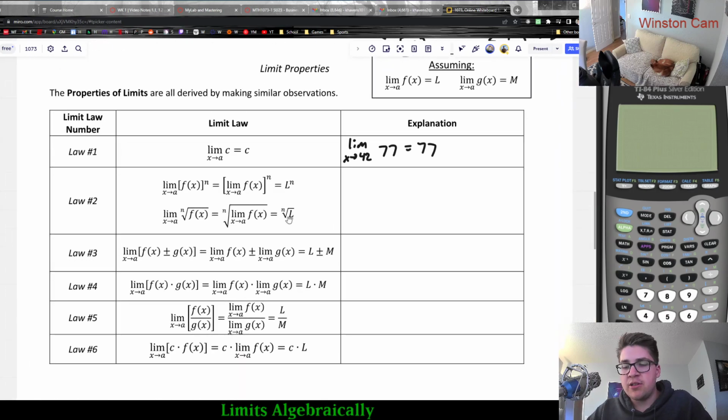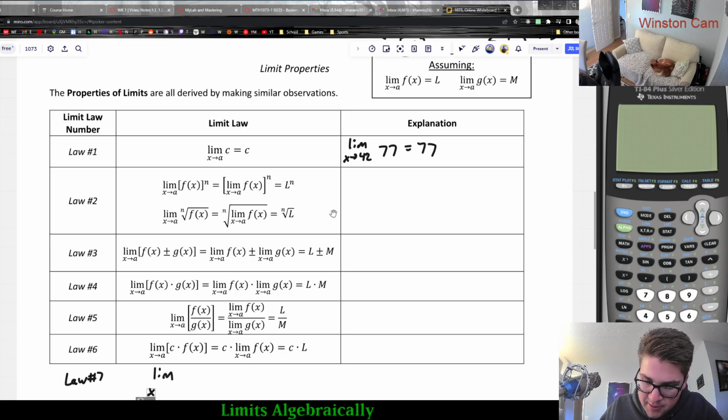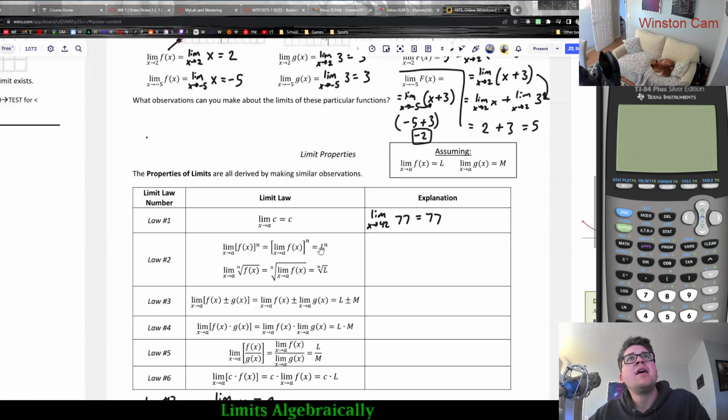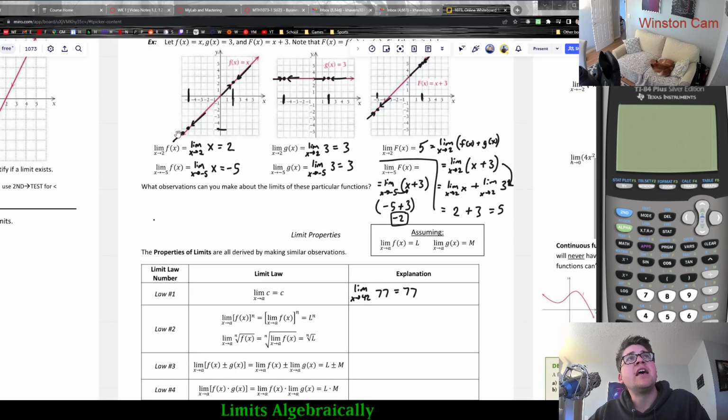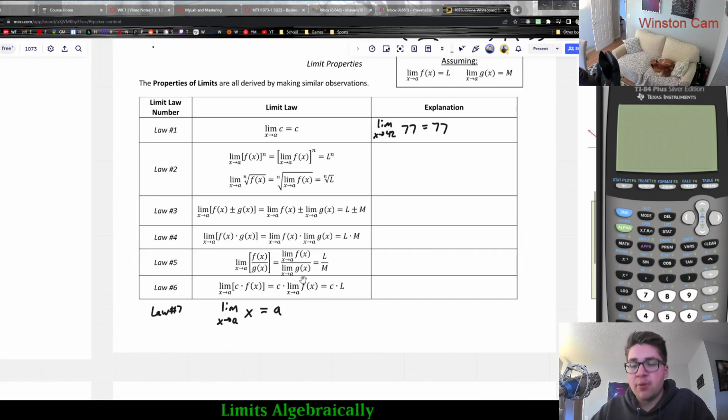Now, another law which is not written on your notes, we'll just go ahead and call it law number 7. I actually don't remember if it's in our book or if it's represented somewhere specifically, but it's that the limit as x approaches a of x must always be equal to a. And that was the other idea I was trying to demonstrate in the first example, that if we have the function just x, the limit is always equal to the target or the value to which we're heading to in the limit.